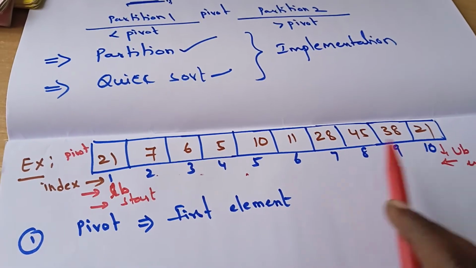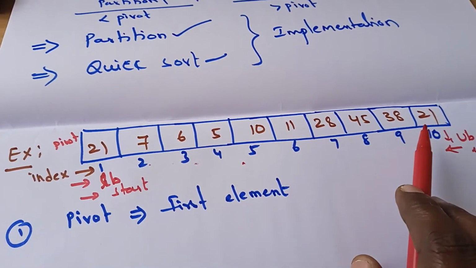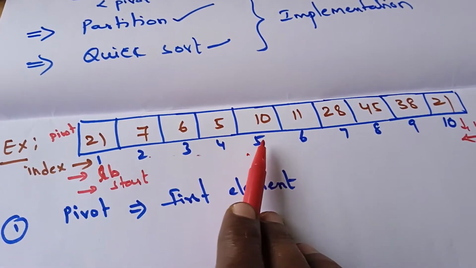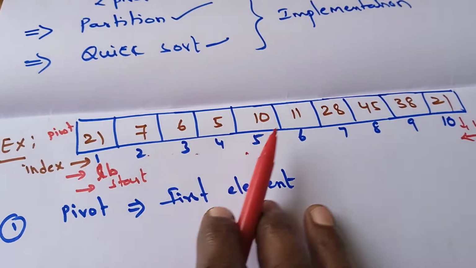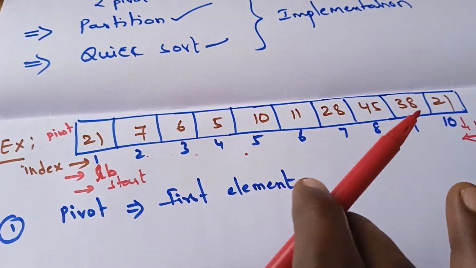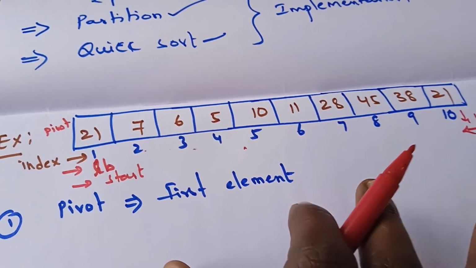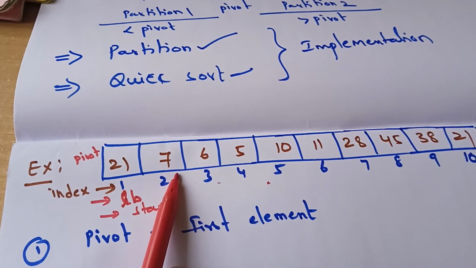Look at this array. This is your left partition, and this is your right partition. The right side should always be greater than your pivot element, and the left side should always be lesser than the pivot element. To get this exactly correct, we will be comparing the pivot element with the next element.